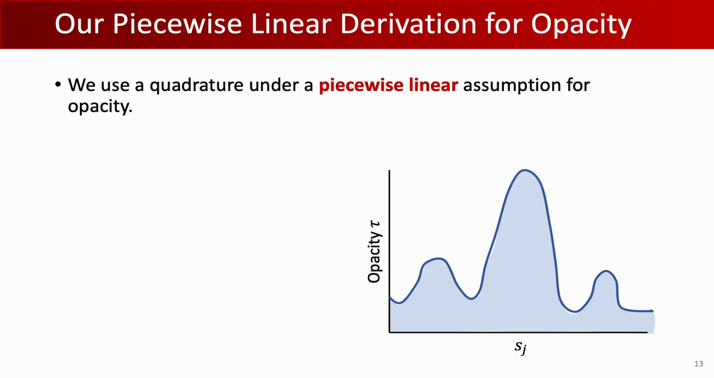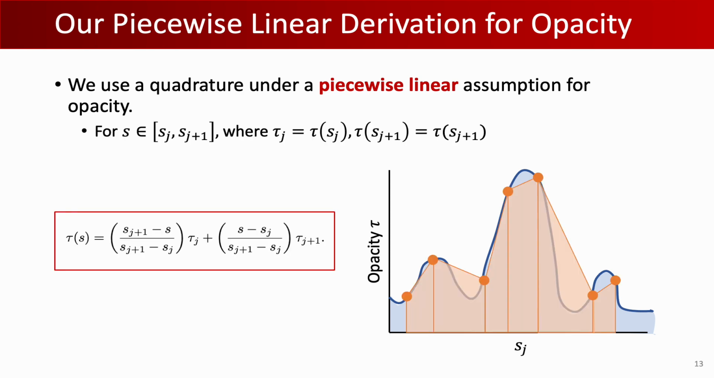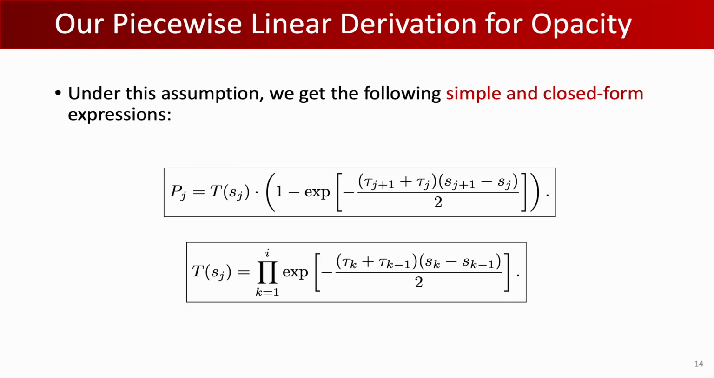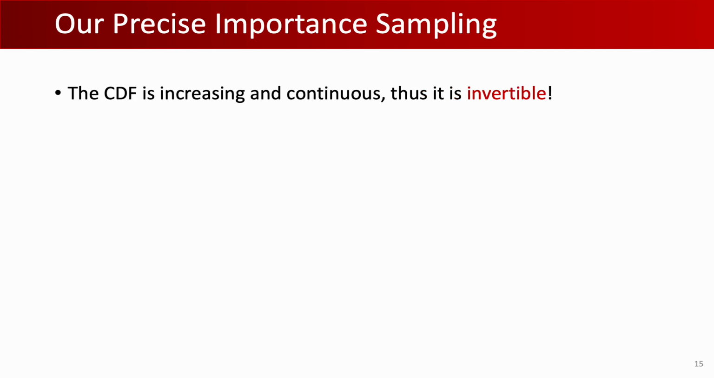Thus, we use a quadrature under a piecewise linear assumption for opacity, given as follows. This is illustrated by the orange trapezoid as shown here. Under this assumption, we get the following simple and closed form expressions for Pj and transmittance, resulting in a simple modification to the volume rendering equation.